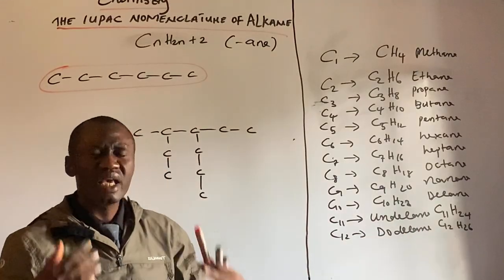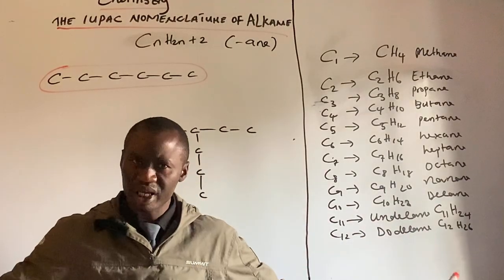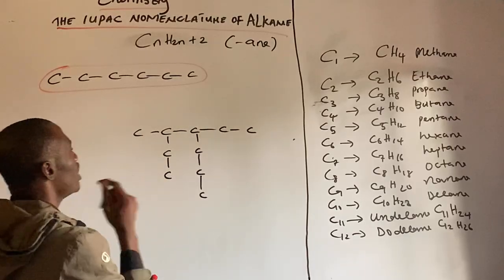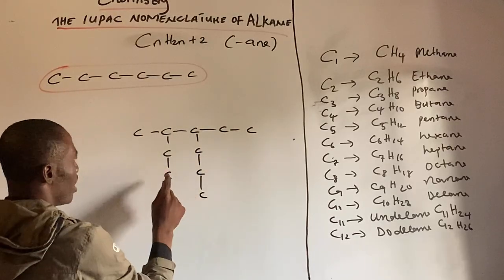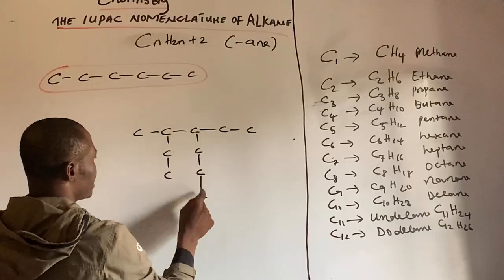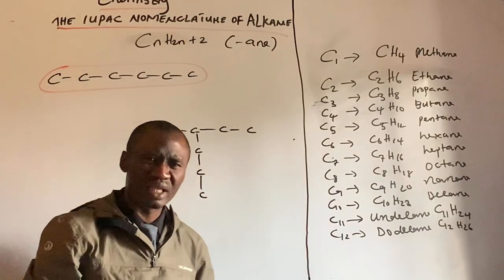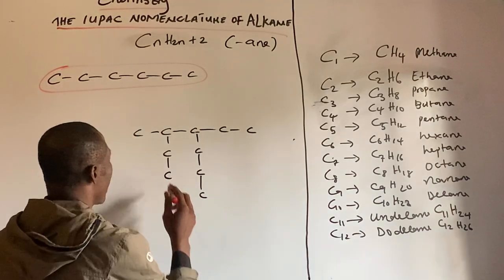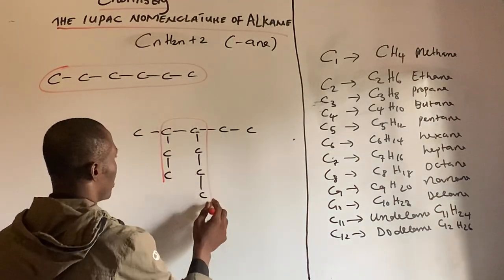But sometimes it's not always a straight chain. Now look at this. 1, 2, 3, 4, 5. 5 is over here. 1, 2, 3, 4, 5, 6, 7. So which one do you think is the longest chain, 5 or 7? 7 is the longest chain from here. So we're going to have this as the longest chain.